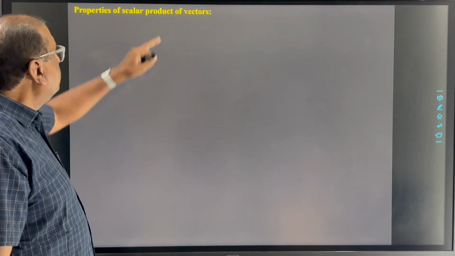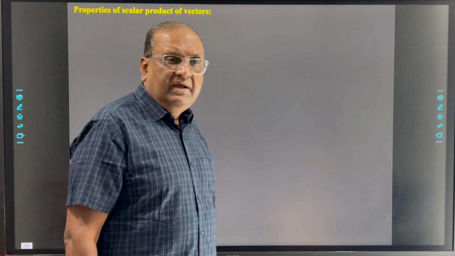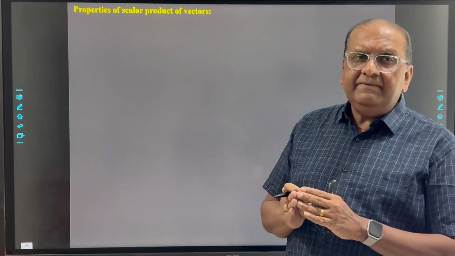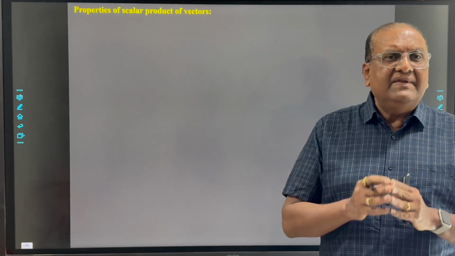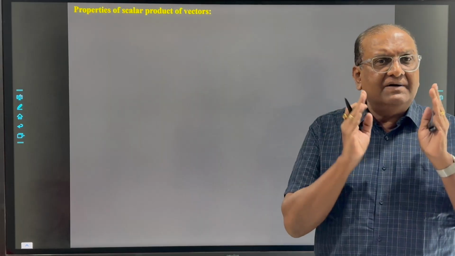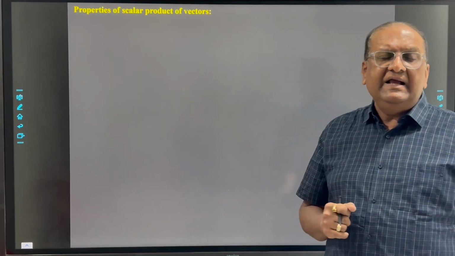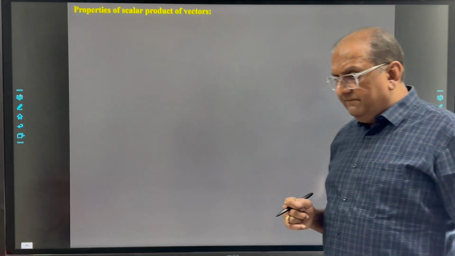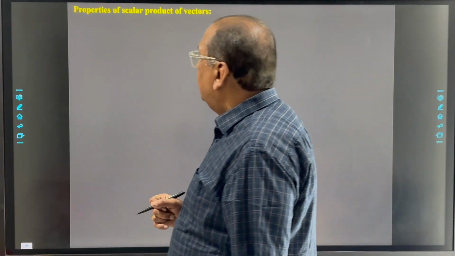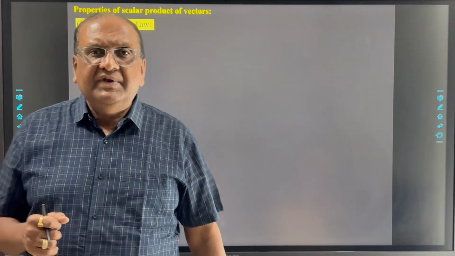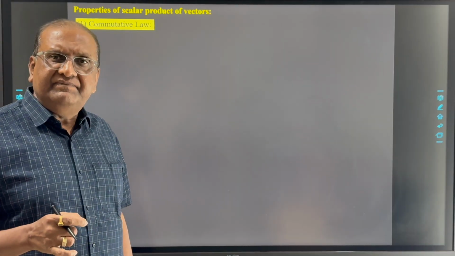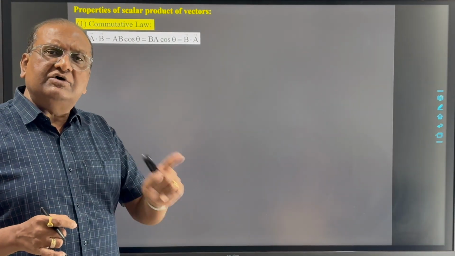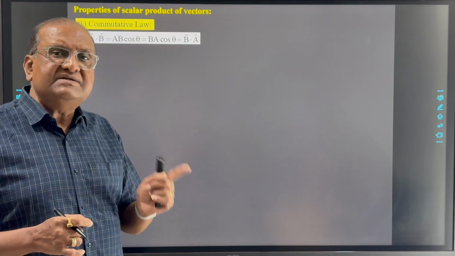Now the next topic is properties of the scalar product of vectors. This is a very important thing because the properties of the scalar product of vectors are very useful to solve different problems as well as MCQs, right? Now see here, the first thing, the commutative law. We write A dot B as AB cos theta. So we can write it as BA cos theta also. That is B dot A.